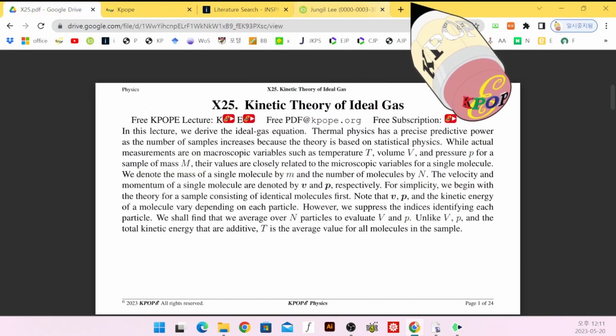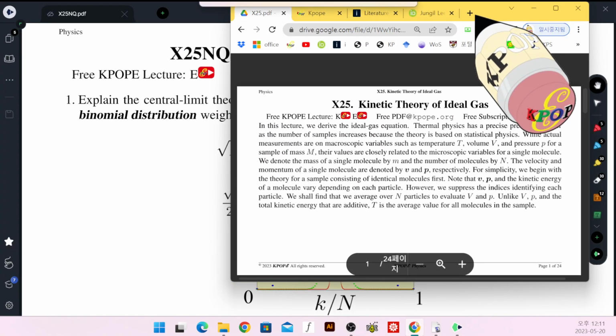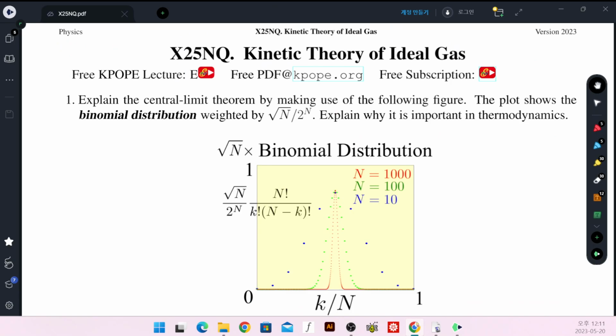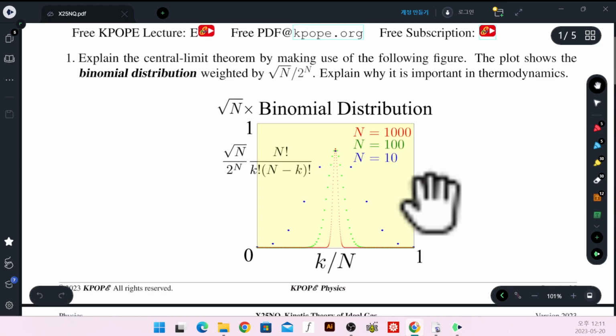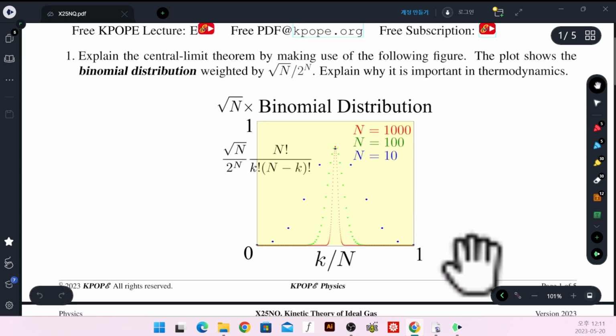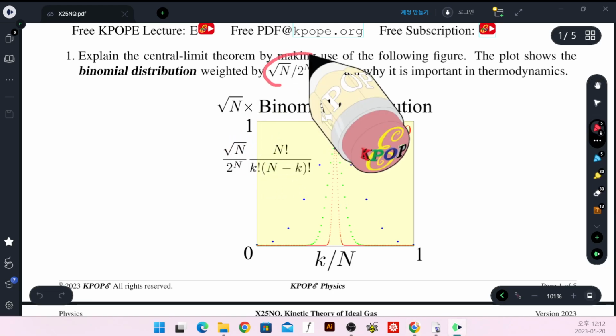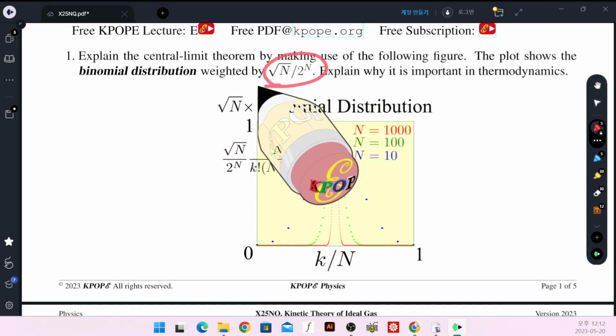Okay, let's begin with today's lecture. It is very short. First, explain the central limit theorem by making use of the following figure. The plot shows the binomial distribution weighted by the square root of n divided by 2 to the n. Explain why it is important in thermodynamics.